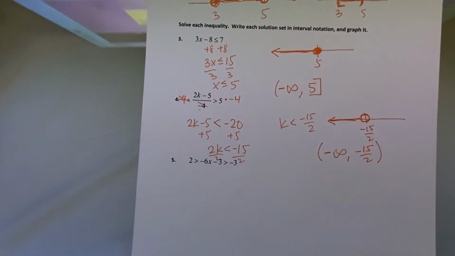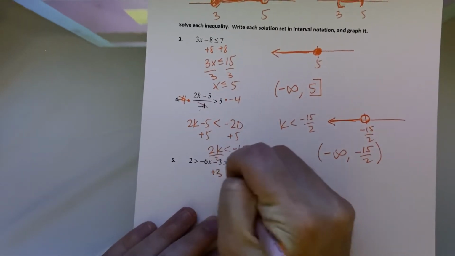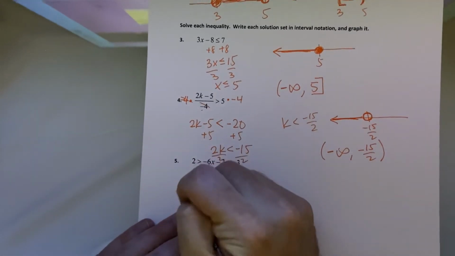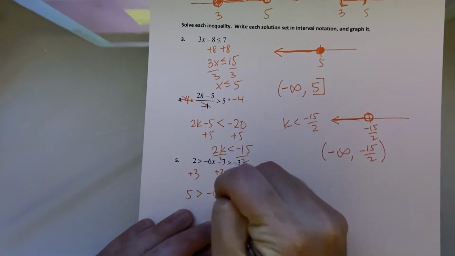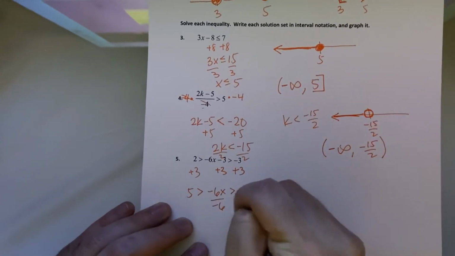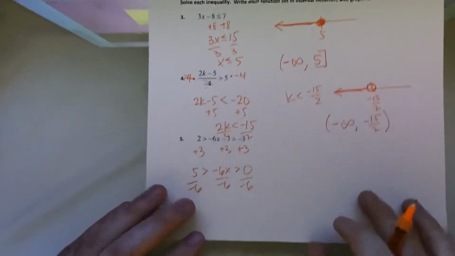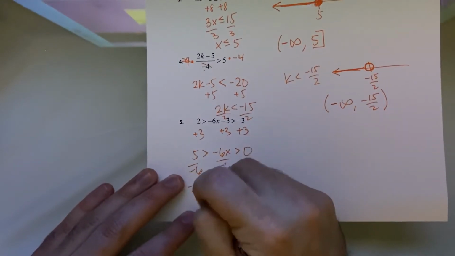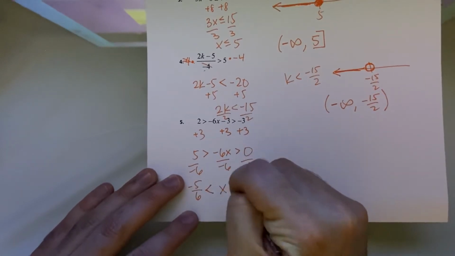2 is greater than negative 6x minus 3 is greater than negative 3. Add 3 to all 3 sides. If there are 3 sides, you just do the same thing to all of them. 5 is greater than negative 6x. It's greater than 0. Divide by negative 6. So again, dividing by a negative changes the direction of the inequality. Negative 5/6 is less than x. It's less than 0.